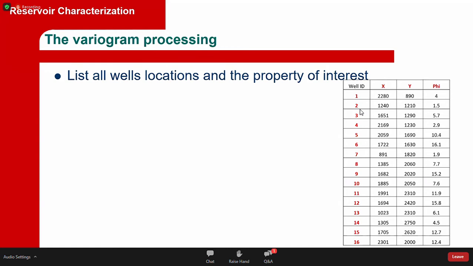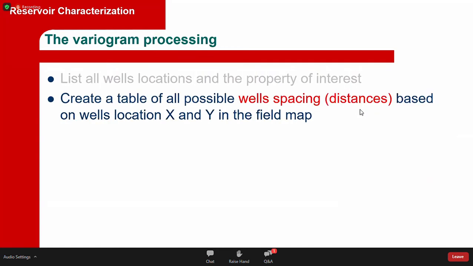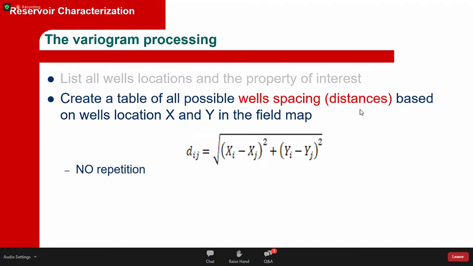Then you create a table of all possible well distances. It means the well distance is the square root of (xi minus xj) squared plus (yi minus yj) squared. These are the distances. No repetition. It means the distance between 1 and 2 is the same as the distance between 2 and 1. So you don't calculate the distance between 1 and 2, then calculate it again as 2 and 1. It doesn't make any sense, because the distance between 1 and 2 is the same as 2 and 1. So you use either 1 and 2 or 2 and 1. That's why we call it no repetition. You don't repeat it.